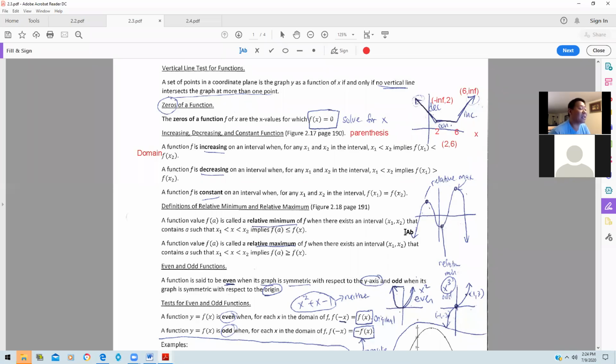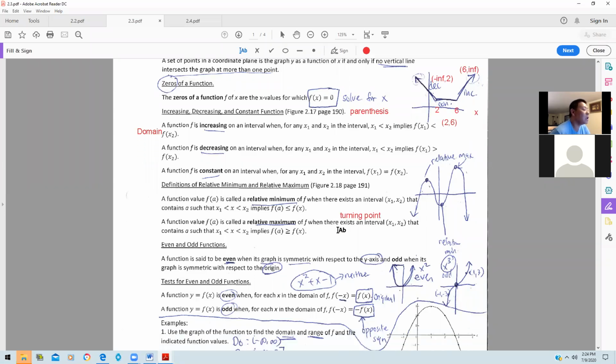Relative maxima means it's a turning point, it's on the maximum case. So if I give you a graph like this, these 2 points are called relative maxima, and this point is called relative minima. It has to be a turning point. So make sure you know that the relative maxima and minima must be a turning point. It can be plural, so it can be more than one.